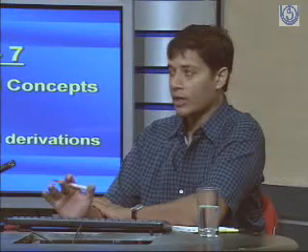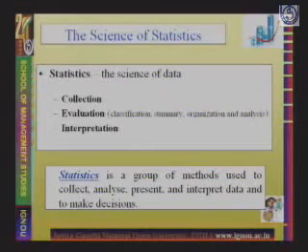So this is what I was talking about, the science of statistics. This is basically collection, evaluation, interpretation. Statistics is a group of three steps. The first is collection, accumulating the data. What are your resources? What you were talking about in the beginning, that raw data. One can collect primary or secondary data, and accumulate all of it. Then the second job is to evaluate.